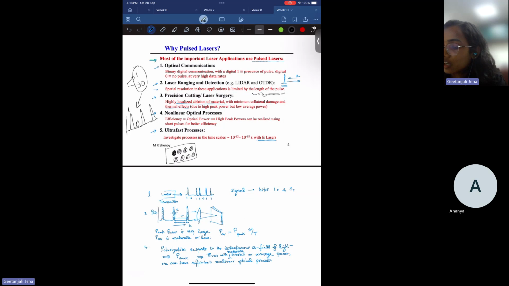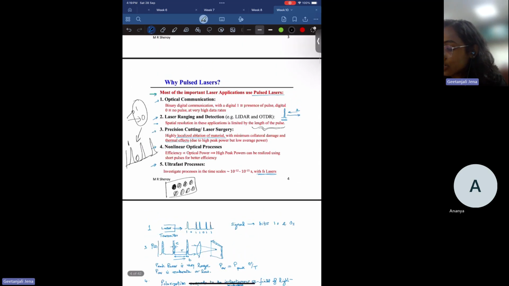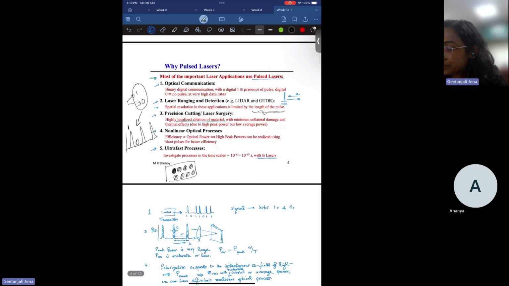to the optical power. And you can also use this pulse laser for ultrafast processes, where you want to study the dynamics of a system where the time scale is very small. In that case, you can use an ultrafast laser such as a femtosecond laser to study the dynamics of the sample. So these are the different applications of this pulse laser.